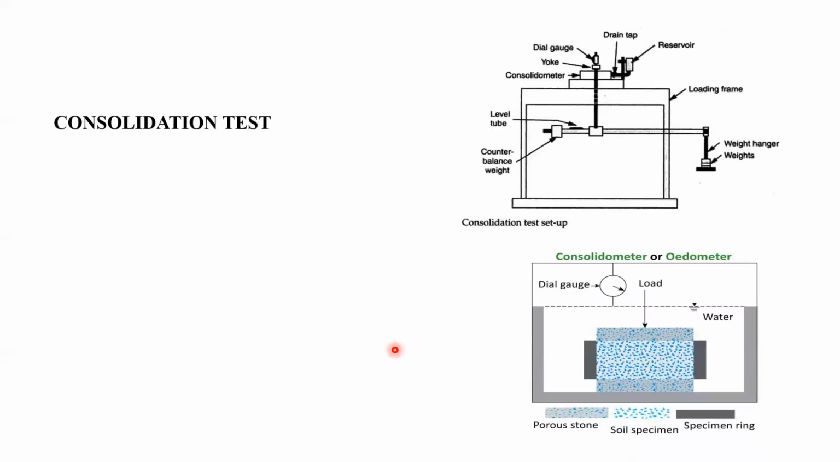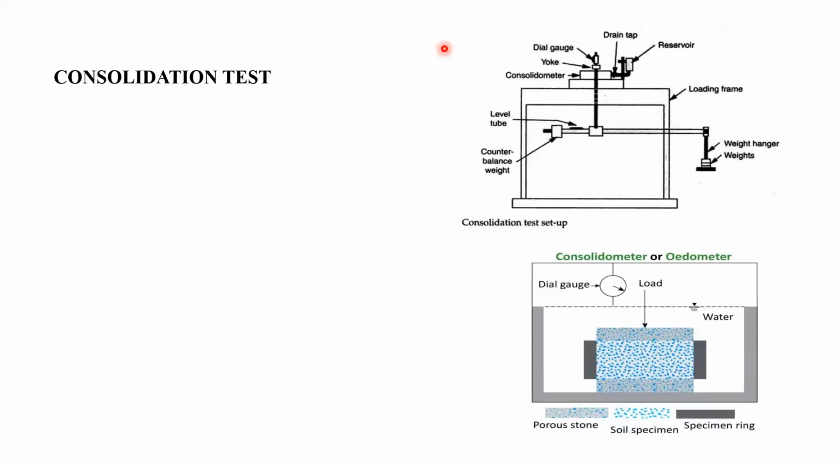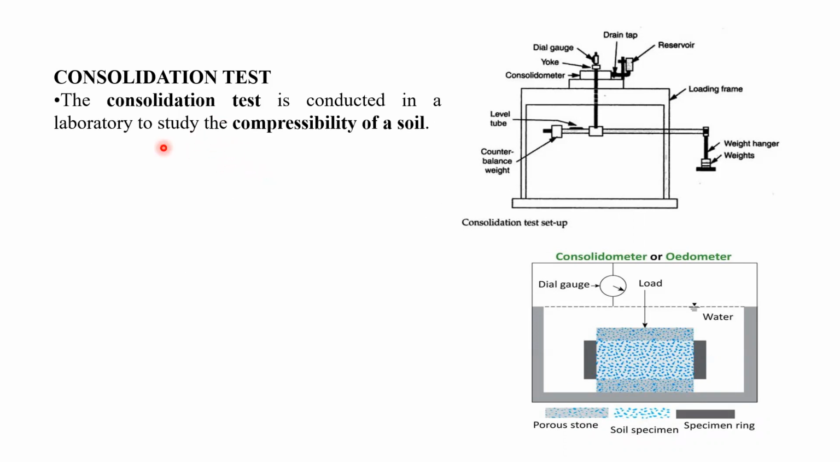So now we shall talk about the consolidation test. This procedure we also follow in the laboratory, and in your syllabus, we also have to study the consolidation test, and many topics are based on the consolidation test. So how can we perform the consolidation test? Actually, this test was developed by Terzaghi. It is called one-dimensional consolidation. So we can see the consolidation test is conducted in a laboratory to study the compressibility of the soil: how much the soil below the base of the footing is going to be compressed.